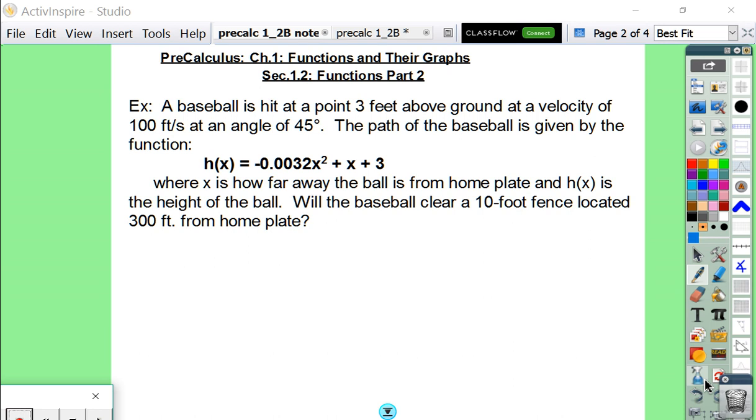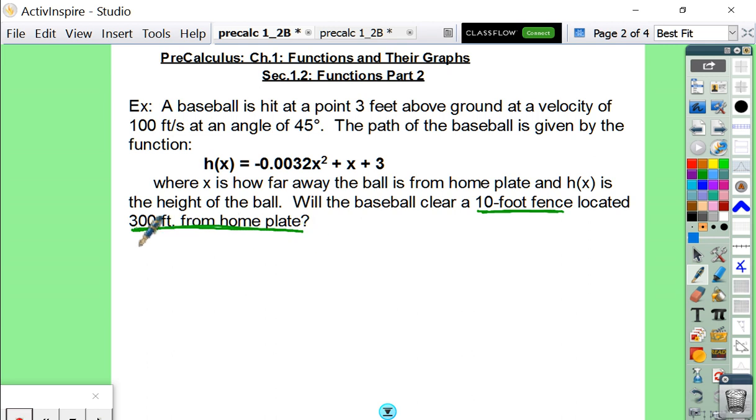So that will allow me to figure out how high the ball is at 10 feet, how high the ball is at 20 feet, how high the ball is at 50 feet. And what we want to know is, will the baseball clear a 10-foot fence located 300 feet from the plate? So I have two values. I have the 10-foot fence and I have 300 feet from home plate.